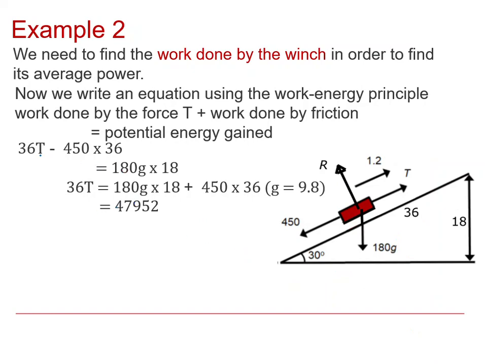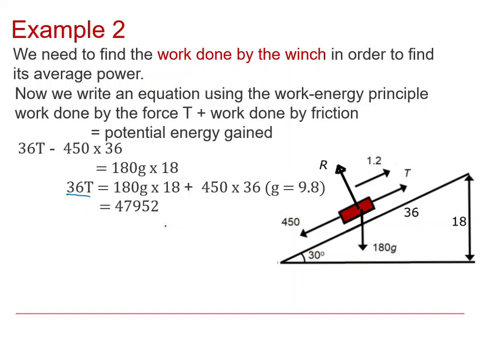We're going to have 36T because this distance is 36 and the force is T, so that's the work done by the force. It'll be minus 450 because the 450 is pointing in the opposite direction, times the distance 36, and that will equal the potential energy gained, which is 180 g times 18. So if we make our 36T the subject, that's what we're interested in. Remember I said we were interested in the 36T rather than the T itself because that's the work done. We have this calculation to do.